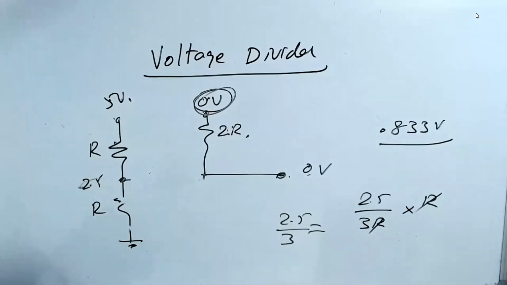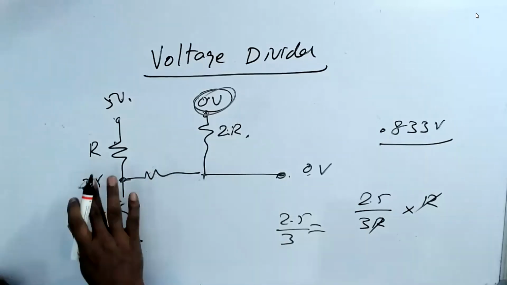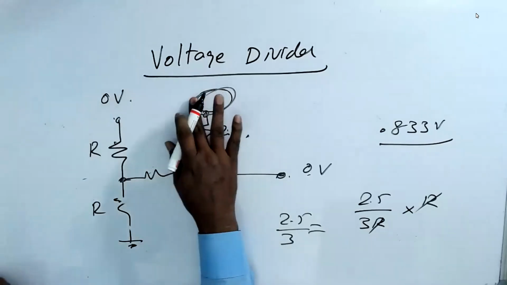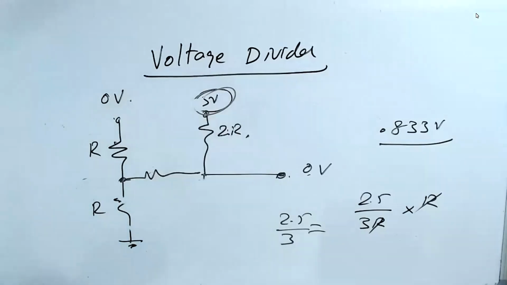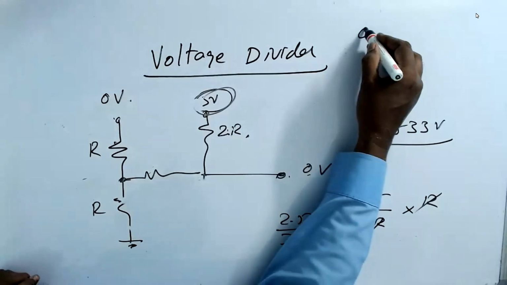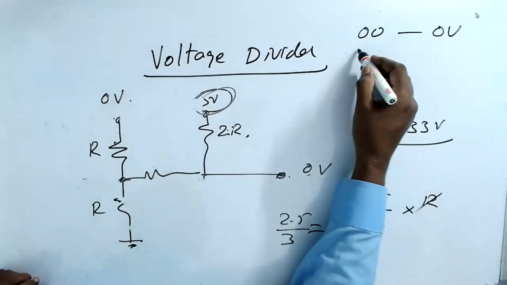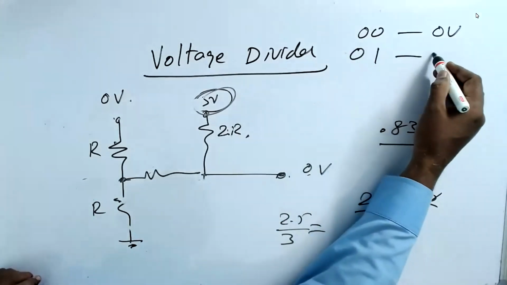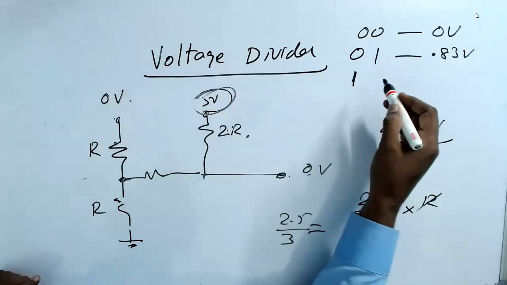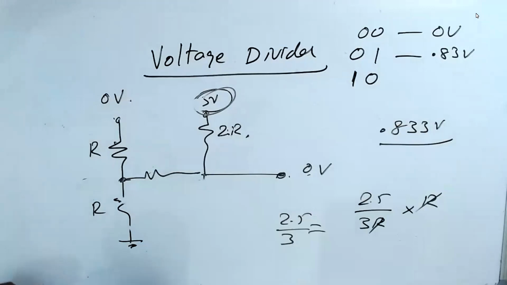Now, I have the same resistance here. I make this one 0 volt, and I make this one 5 volt. When I make both 0, 0, I get 0 volt. When I make 0, 1, I get 0.83 volt. When I make 1, 0, what do you get?